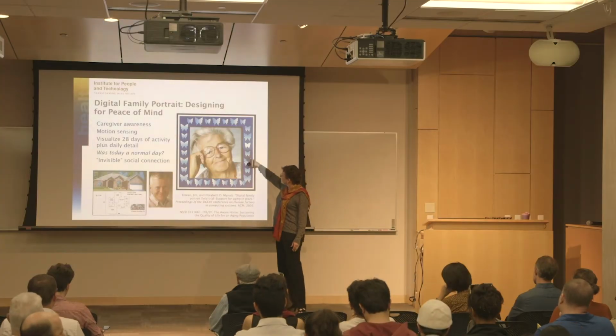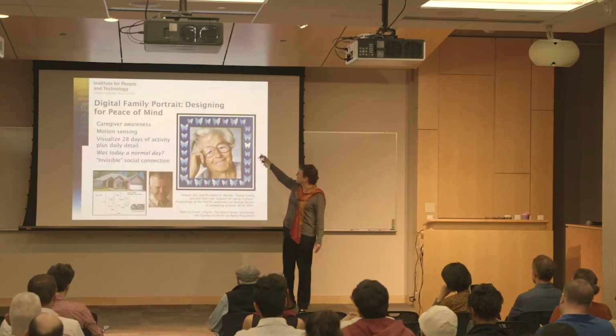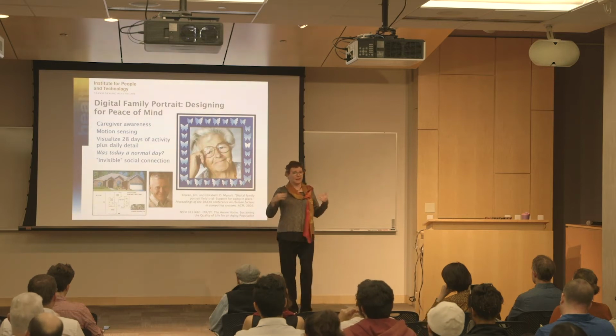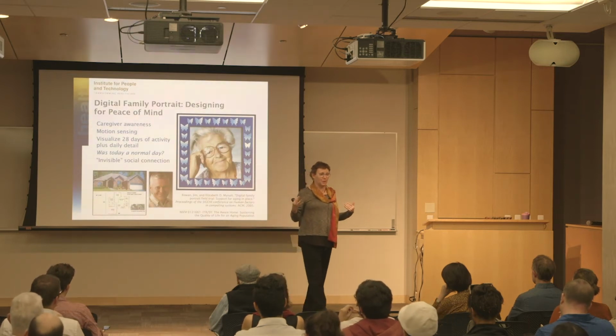But we landed up with a solution that looked at motion sensing within the home, and could we get an overall gestalt of how active the person had been at home, and then there was another level of visualization that gave more detailed data. But the broad gist of this was we had 28 days worth of data, and the size of the butterfly indicated how active the person had been in the home.